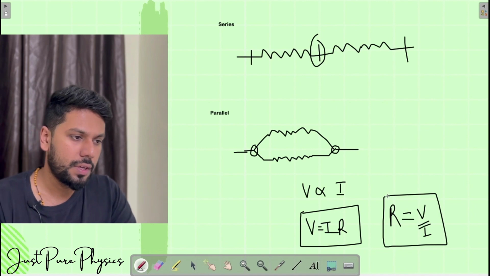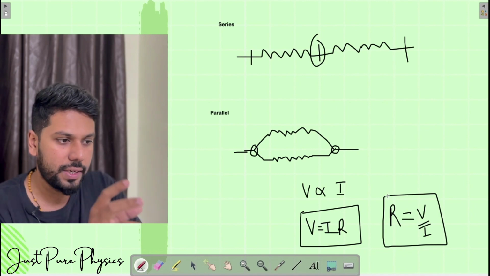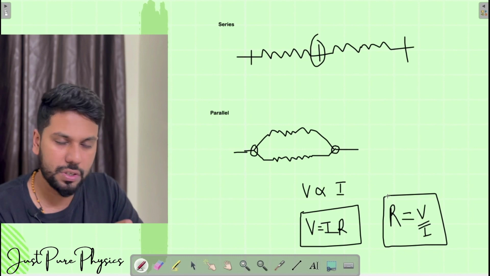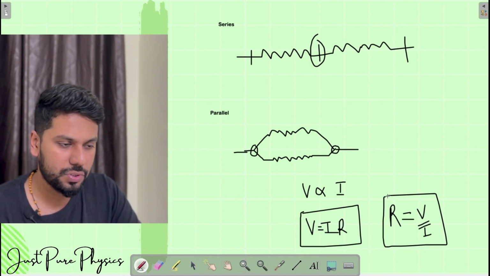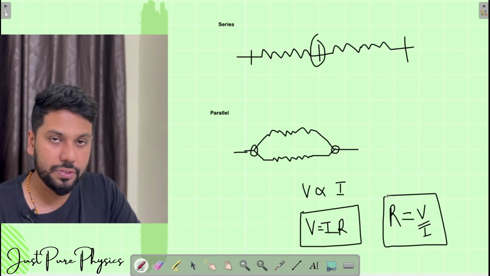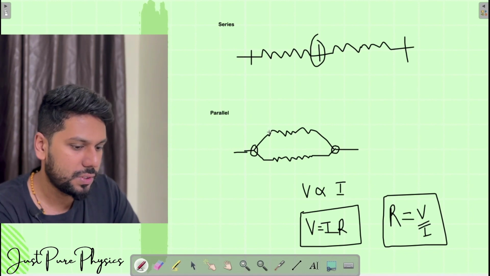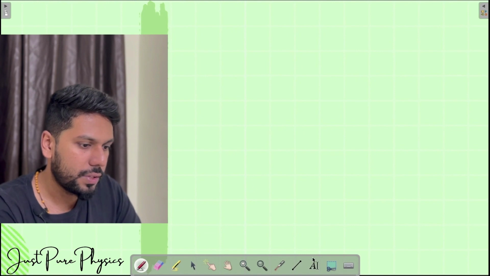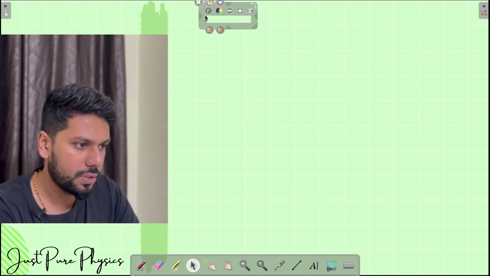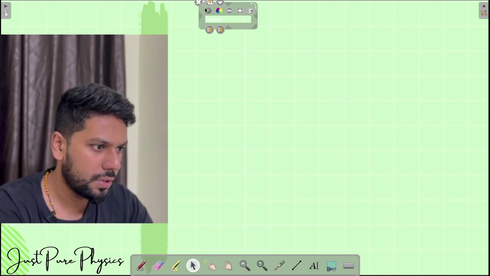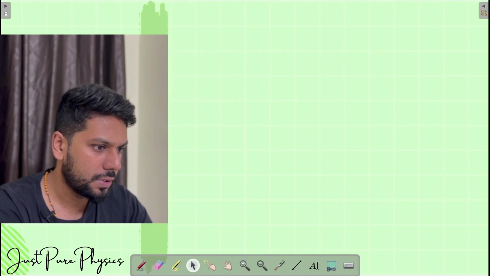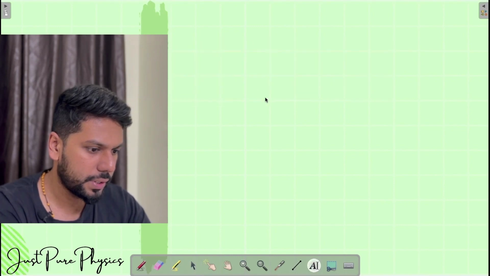Now, using this Ohm's law and the idea of series and parallel which I just showed, I can actually derive a lot of things about series and parallel circuits. So let us go for the series circuit first. Okay, as you can see, this is the series circuit. Let us work on the series circuit and its implications.